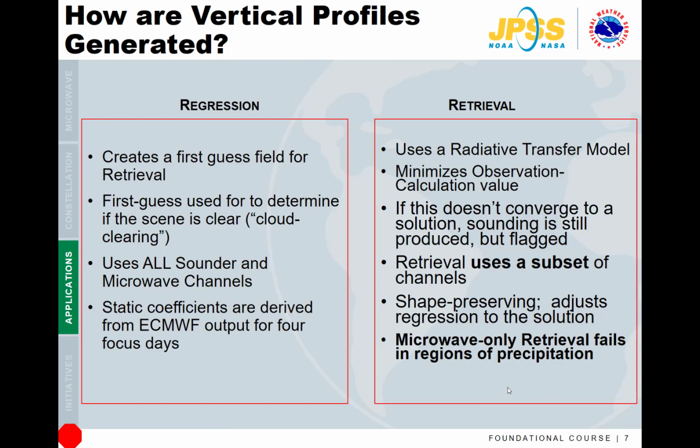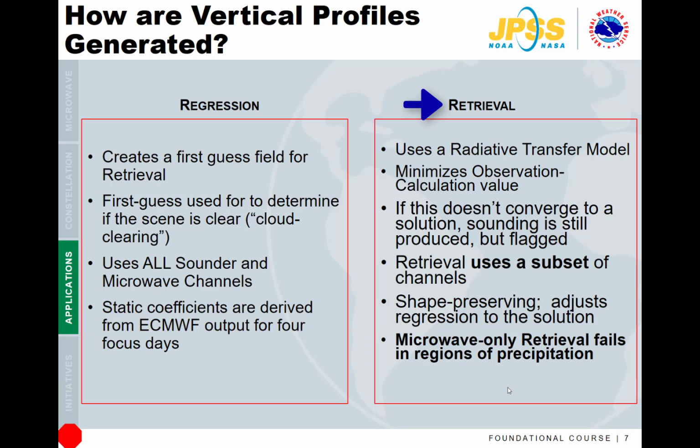Vertical profiles are generated in a two-step method. First, a regression is run using static coefficients from 4 focus days that generated the best statistical fit between the observations and the vertical profiles on those days. These regressions use data from all infrared and microwave channels. This microwave and infrared regression is used to determine if the scene is clear or not.